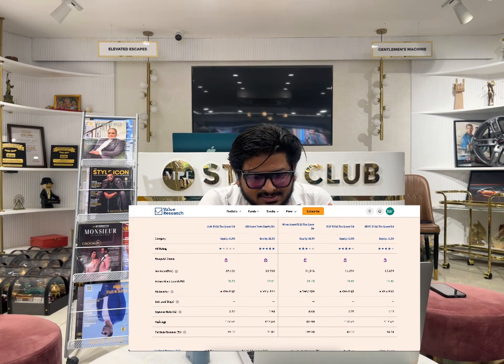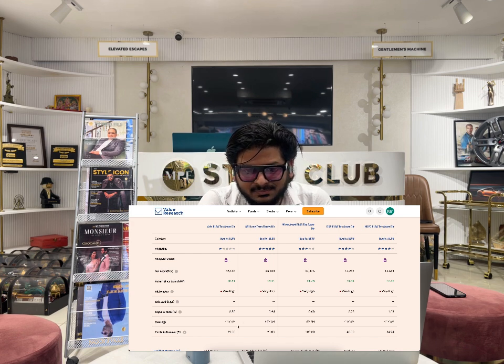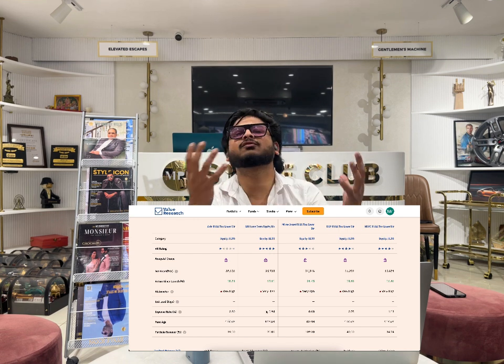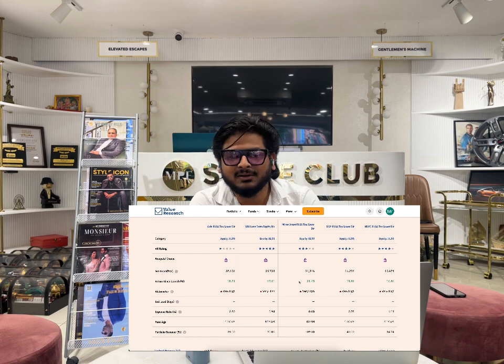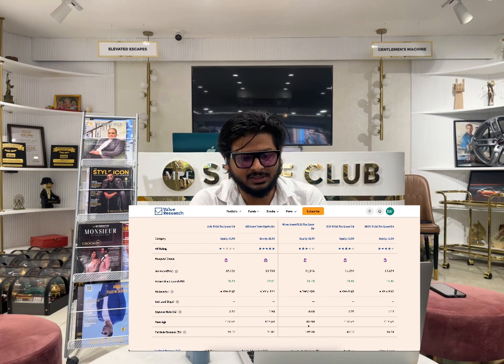Mirae is 8 years 6 months. DSP is also 11 years 6 months, and even HDFC is 11 years 6 months, which means this is the age of the fund. Since 11 years the same mutual fund has been running and people have been investing into this.